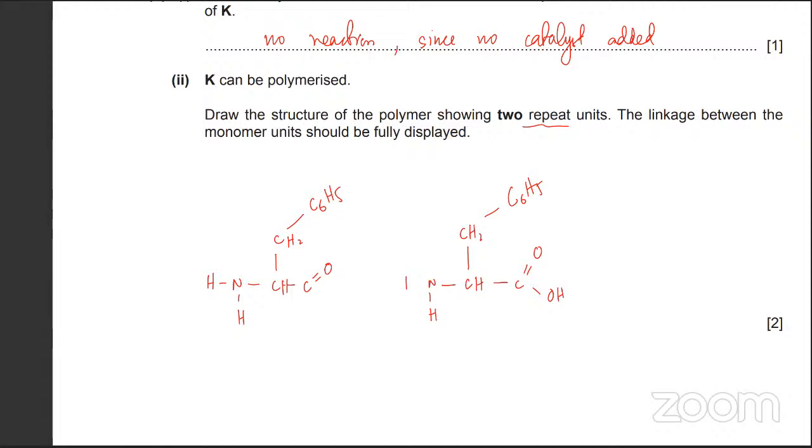In the middle, there's going to be an amide link that will form between the two molecules. And you're going to remove the OH from this side and the H from this side just to show that the structure is continuing. So you just had to show two repeat units. The linkage between the monomer units should be fully displayed, which means that you had to show the bonds. So is this clear, this one?